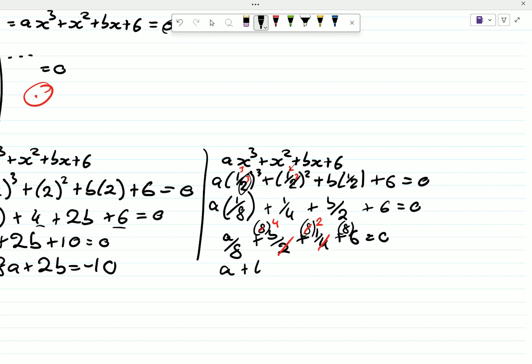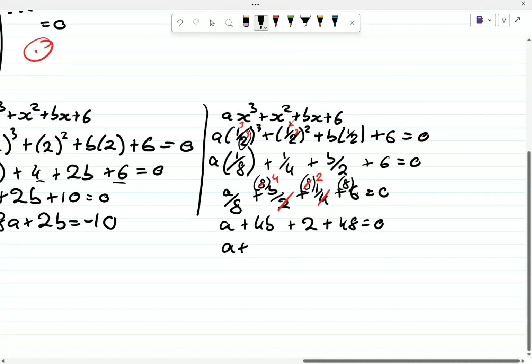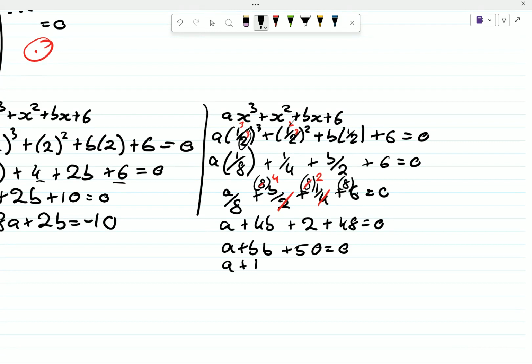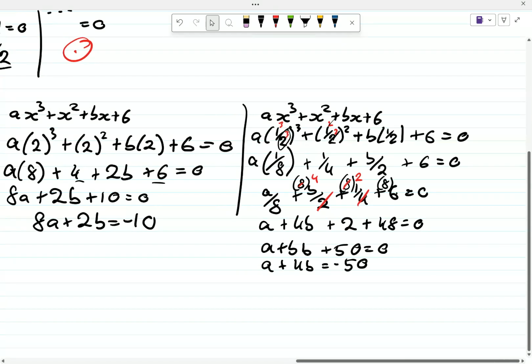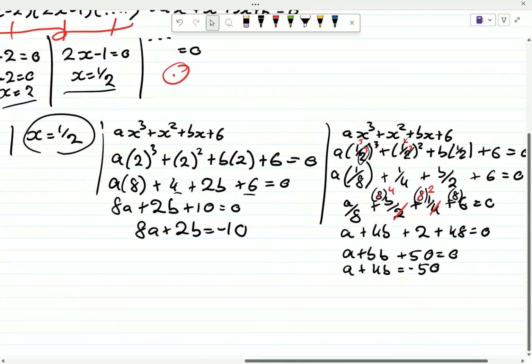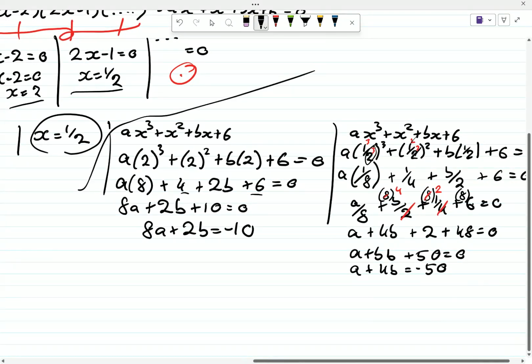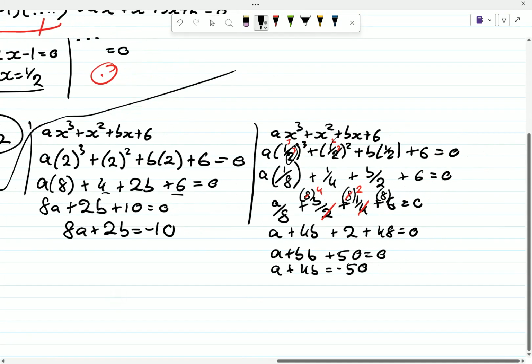So that's a plus 4b plus 2 plus 8 times 6 is 48, equal to 0. So that's a plus 4b plus 50 equal to 0. A plus 4b equals minus 50. So I know we haven't done functions and it was kind of a little bit of work to get to here, but you can see why I did it.